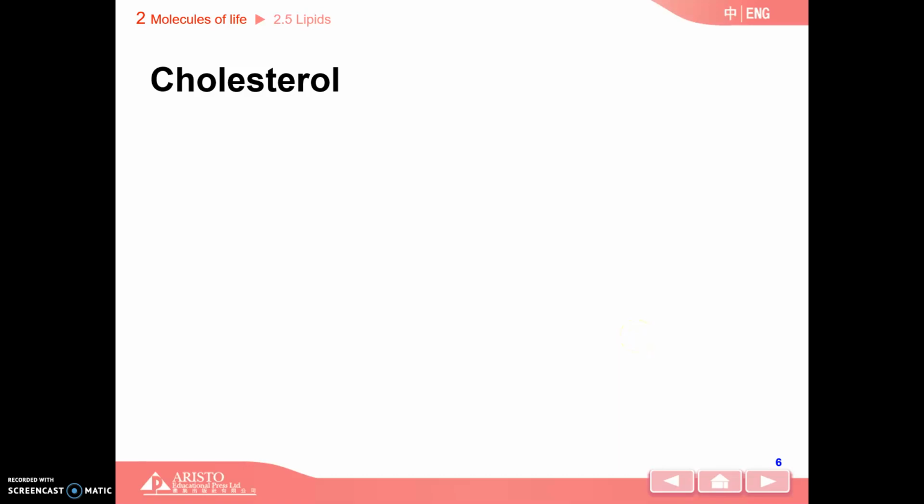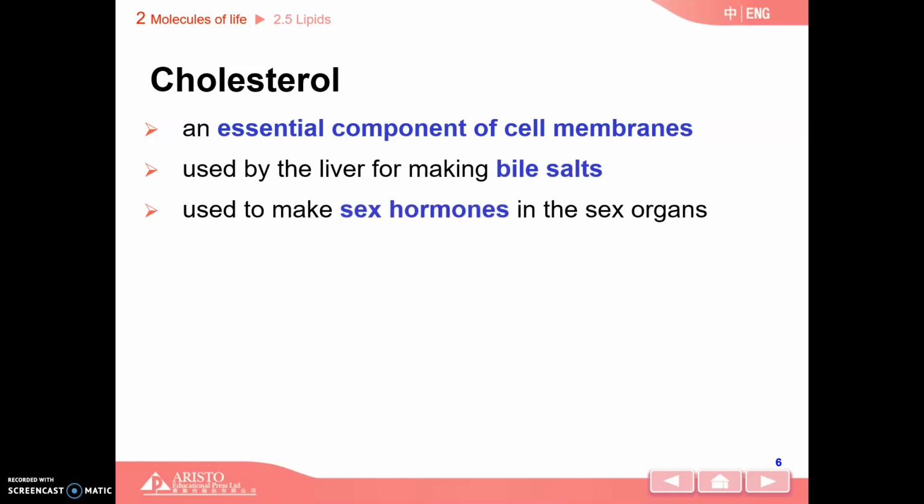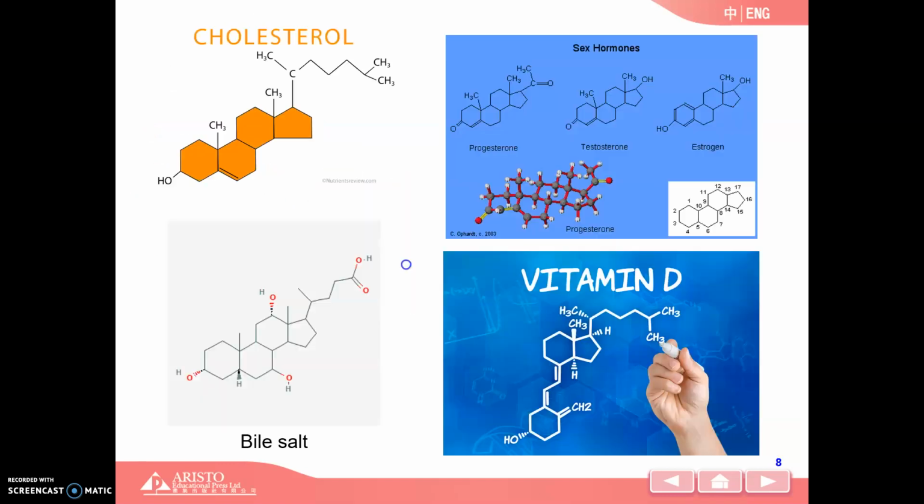And the third group of lipid is cholesterol. We have a lot of different functions for cholesterol. It also makes up the cell membrane, especially the brain cell membrane, which contains a lot of cholesterol. And also it forms bile salts, it forms sex hormones, it forms vitamin D.